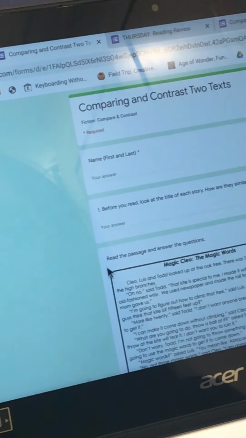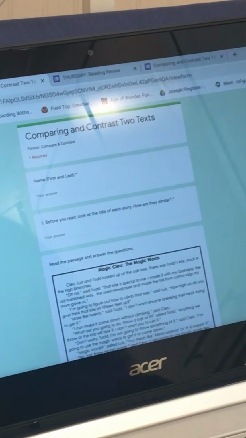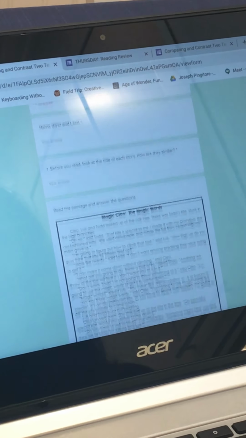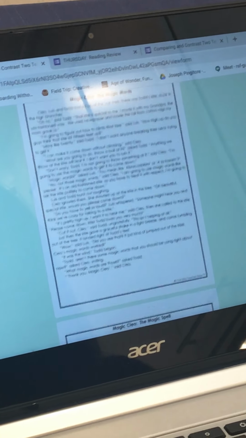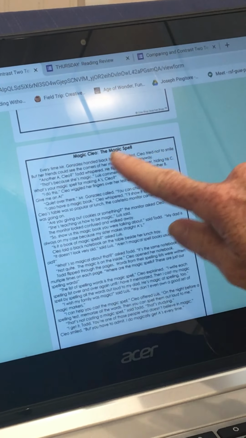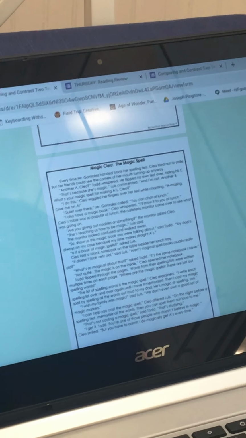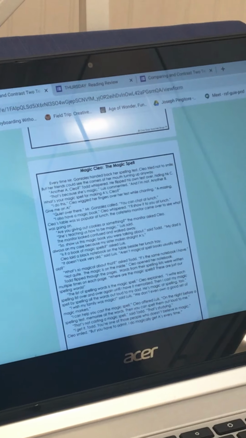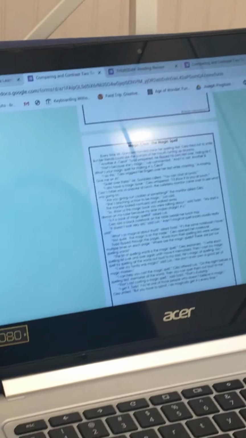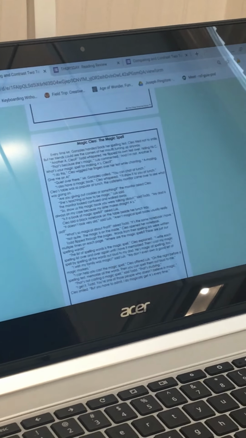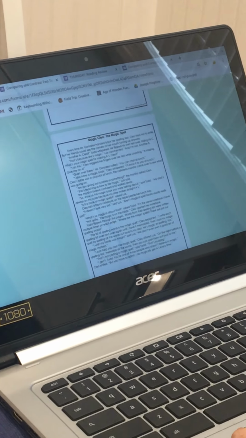When you go to the questions, boys and girls, because there are two texts, it is very important that you look for text evidence. So the first passage is called The Magic Words. And the second passage is Magic Cleo, The Magic Spell. You'll have to repeatedly read these stories throughout the week. But don't forget, boys and girls, the more we read the same stories, the better we get as readers. It makes us become more fluent. So reading a text over and over again is a good thing to help us become better readers.